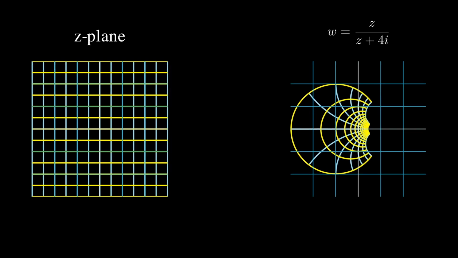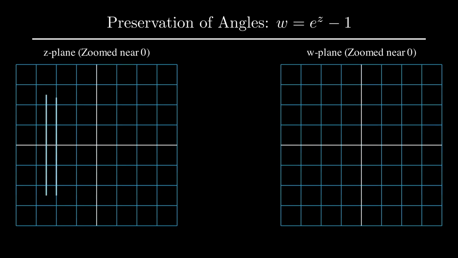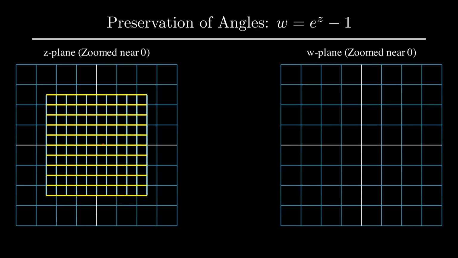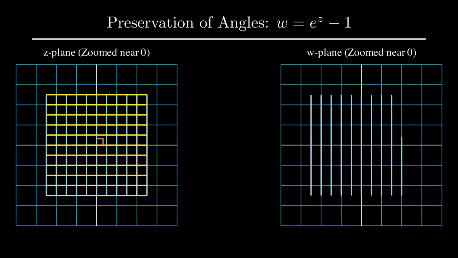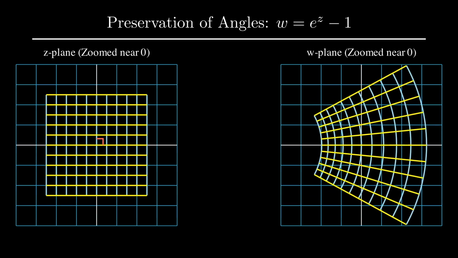But here's the catch. Even if the overall shapes get wildly distorted, an analytic complex function with a non-zero derivative does something crazy. It preserves angles. If two lines cross at 90 degrees in the original plane, they get warped, they change a lot, but still they intersect at 90 degrees. This is what we call a conformal map.